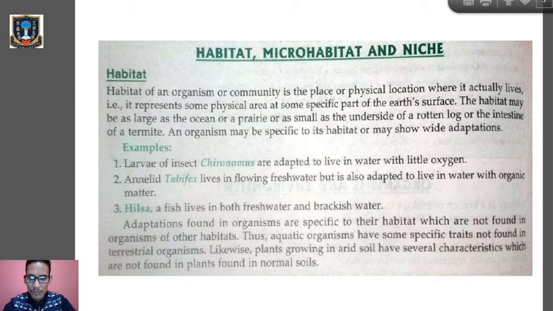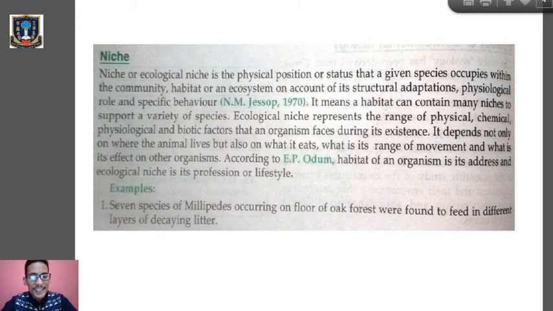Clear? For example, we can say here that the larvae of the insect Chironomus are adapted to live in water with little oxygen. So this is their particular habitat. Clear? Hilsa, a fish, lives in both freshwater and brackish water. So this is their particular habitat. So organisms are adapted to live in their specific habitat. Clear? Now next, what do you mean by niche?